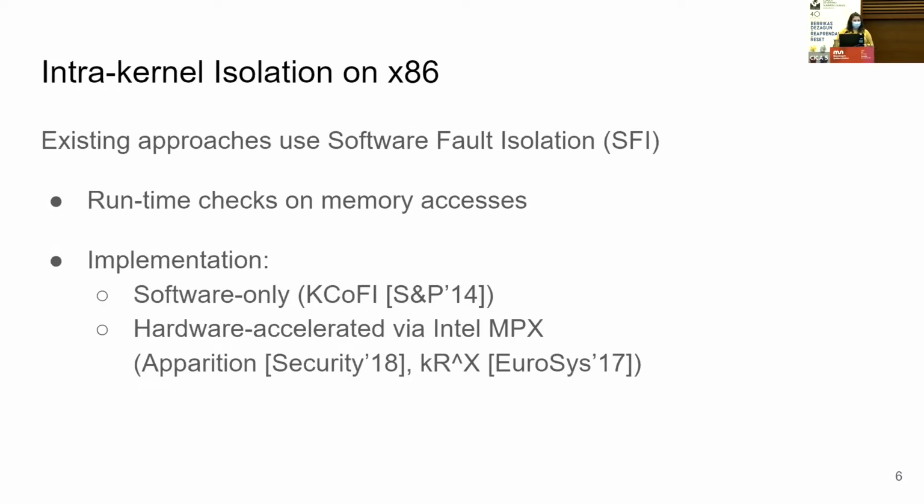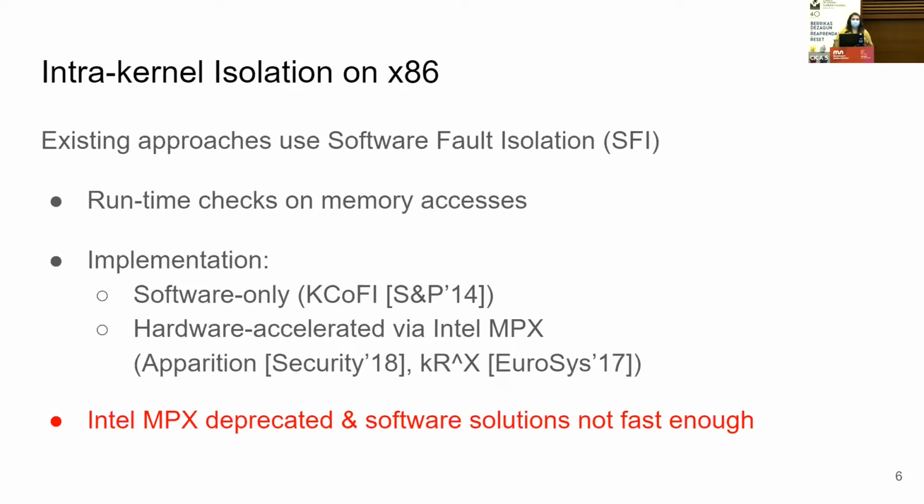Now, first things first, let's talk a bit more about the current state of existing approaches for intra-kernel isolation on x86. Most approaches use software fault isolation, and typically they add runtime bound checks on memory accesses to restrict access to the sensitive data. The bound checks can be implemented either purely in software or they can be accelerated in hardware, typically with Intel MPX on x86. Unfortunately, Intel MPX as of recently has been deprecated, and software solutions are not fast enough to be deployed.